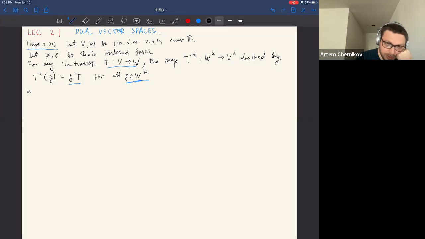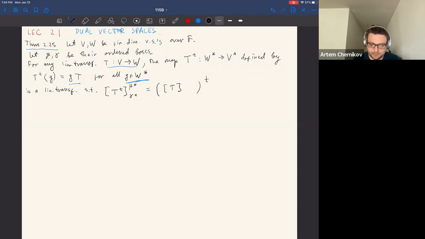And the conclusion of the theorem is that then this function is a linear transformation itself, such that the matrix representing this linear transformation, so T^t, which corresponds to the ordered bases gamma star and beta star, the duals of the corresponding bases in the original spaces, is equal to the transpose of the matrix corresponding to the linear transformation T itself. So [T]_beta^gamma. Okay. So the point here is to define a new linear transformation T^t, whose matrix representation is the transpose of the matrix representing T. Okay, so we claim that this one will work.